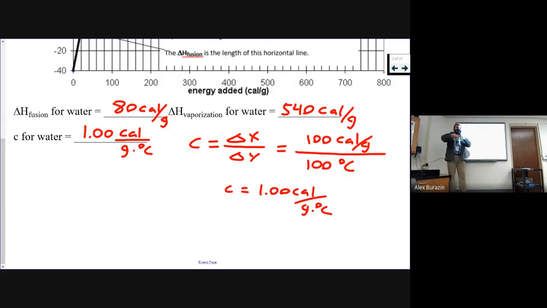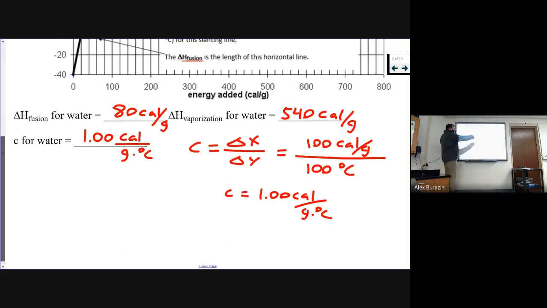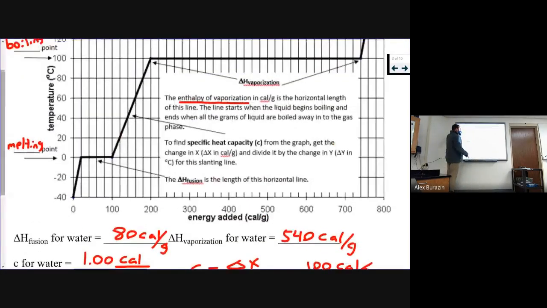They can give us the specific heat capacity of any one of those phases. We could also do the exact same thing we did just right here for liquid water. We could do it for solid water. We could do the exact same thing for gaseous water or pure steam and get the specific heat capacity of ice or the specific heat capacity of steam, taking the change in X over the change in Y.